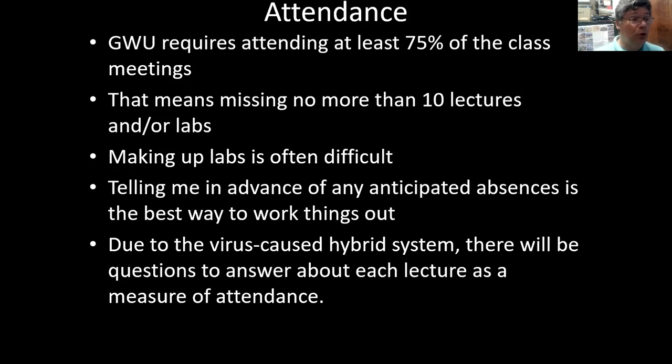For attendance, we have the official Gardner Webb requirement of 75% of the classes. That comes to a total of 10 lectures and labs there. Also, making up lab information can be quite challenging. Letting me know in advance is probably going to be easier than, oh, I wasn't there. Now, of course, if you get sick, you don't know that in advance, but anything that you can do, letting me know, planning things out. Again, given the hybrid situation, trying to deal with the virus, having questions to answer associated with the lectures will be what we'll do to measure the attendance.